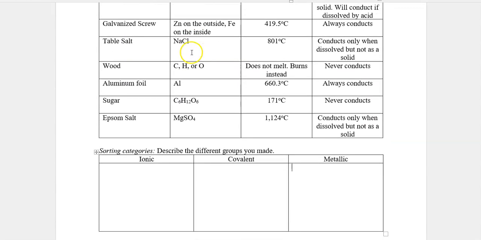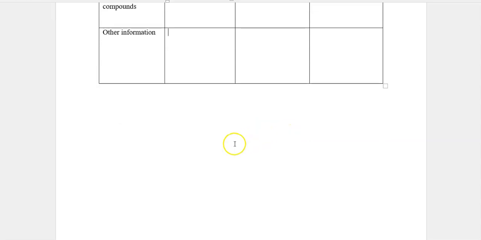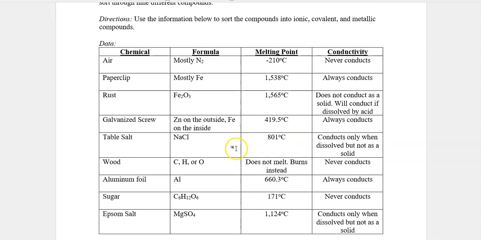Pick one of these compounds as an example, and then put in any other notes that you need to. I don't know if you're going to necessarily have anything in here, but sometimes things come up as you're discussing. So go ahead and take some time. This is going to take a bit, but unpause when you're ready to check your answers as a whole class.